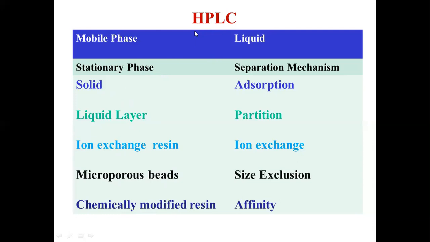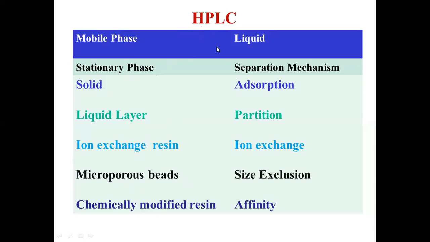I can say normally under liquid chromatographic technique, we can create high pressure. We can create high pressure in whichever liquid chromatographic technique, where any one of these has been employed as stationary phase, either solid stationary phase or liquid stationary phase or ion exchange resin or microporous bead or chemically modified resin, whichever is employed as a stationary phase, we can apply the high pressure, we can create the high pressure inside the chromatography column. That's what the term HPLC means.